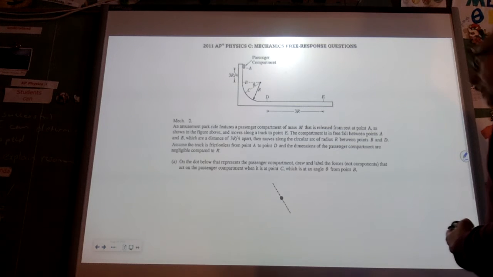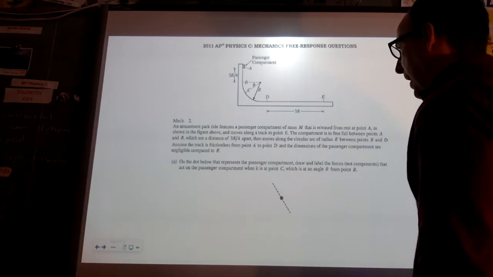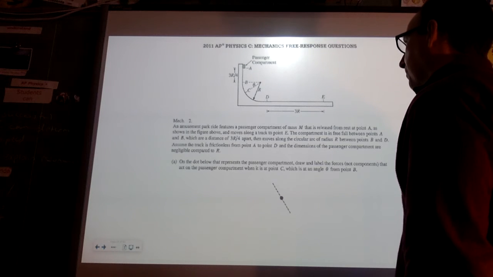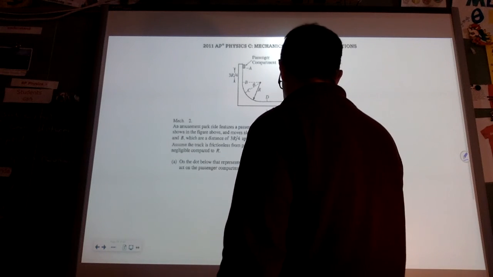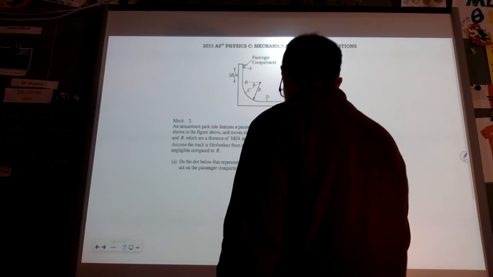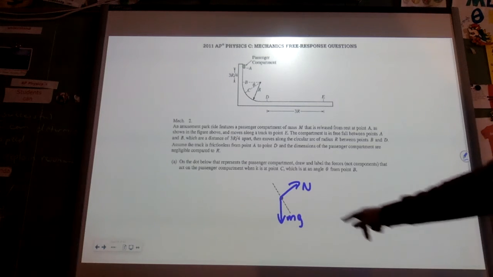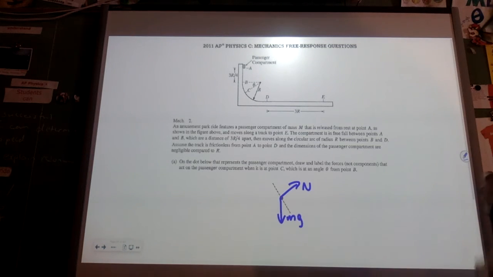On the dot below that represents the passenger compartment, draw and label the forces, not components, that act on the passenger compartment when it's at point C. Point C should have a normal, and this should act perpendicular, right? That's what normal means.